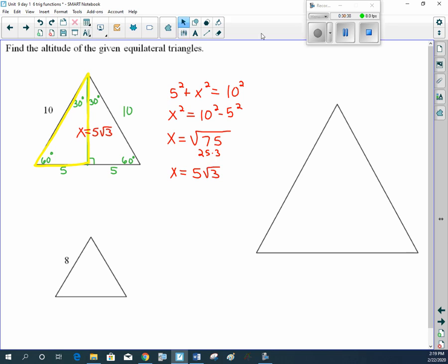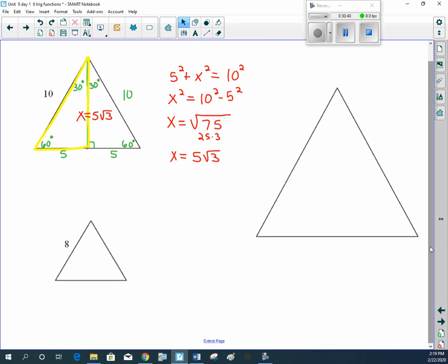We'll try it again. So once again, this is a 30, 60, 90. So if this is 8, if I draw the altitude down here, oops, did I get that in the middle? Not quite, but if I draw that altitude, this side is normally 8, but since I'm drawing an altitude in, it's going to be bisected, so it's going to be 4 and 4.